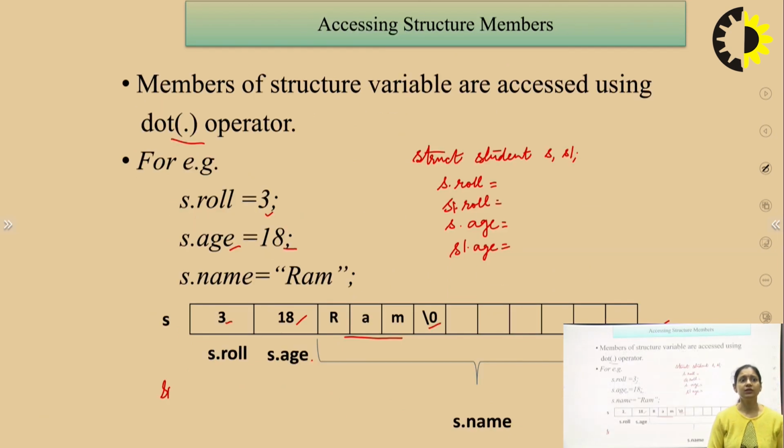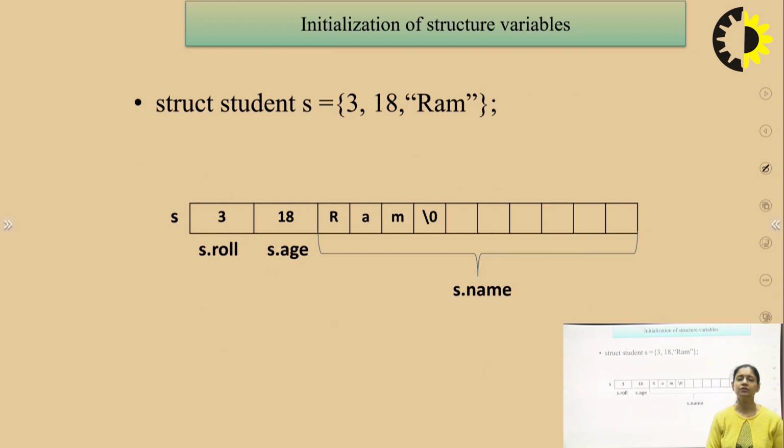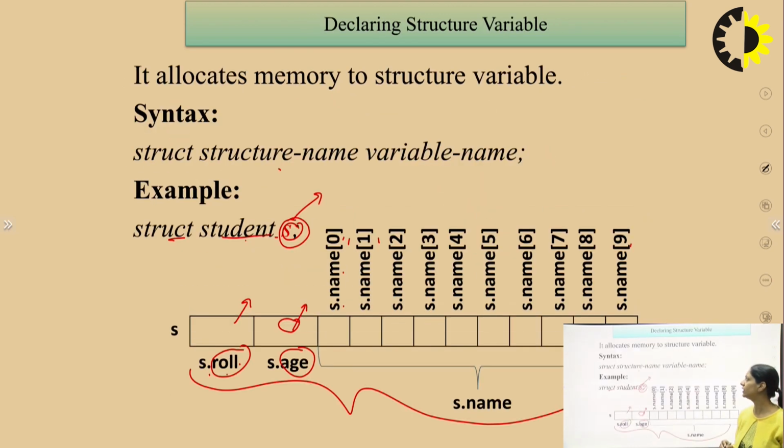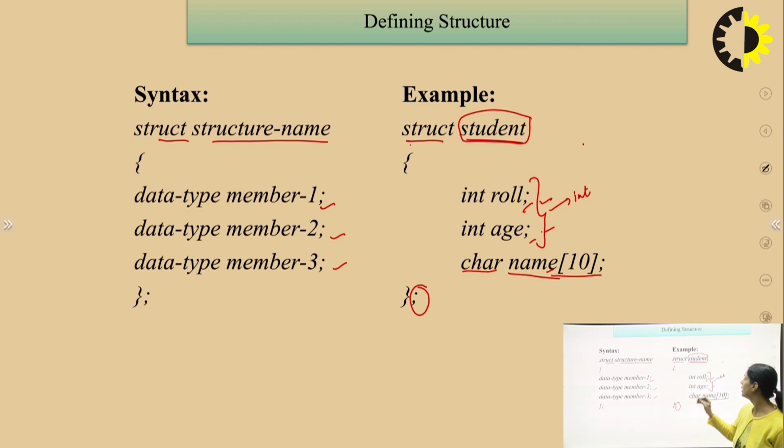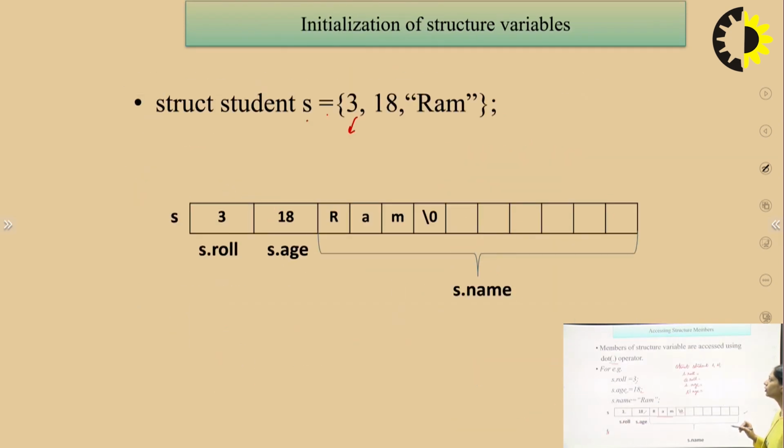Now this was when we were just taking an example. Now if you want to initialize those values, we do it by struct student s equal to, then the first one, because in the structure we have roll number at the first place, age at the second place and name at the third place.